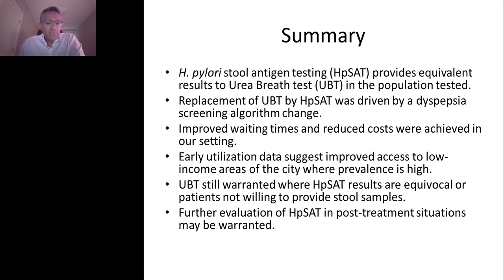We believe that the urea breath test is still warranted where the stool antigen tests are equivocal or patients are not willing to provide stool samples, or as mentioned, there are persistent symptoms in spite of negative stool antigen tests, and an endoscopy hasn't yet been performed. Further evaluation of the stool antigen test is ongoing in post-treatment situations, and this may be important to gather important information about eradication.